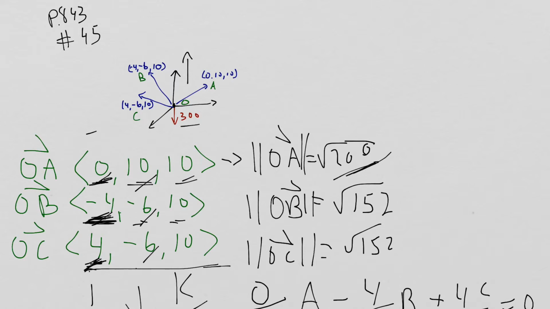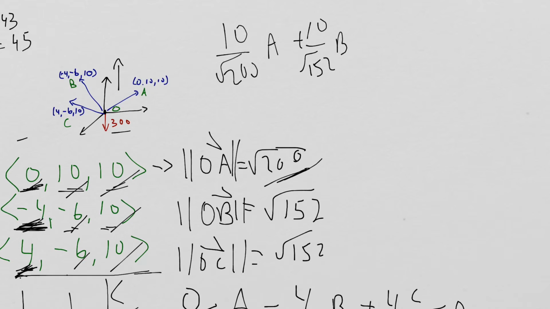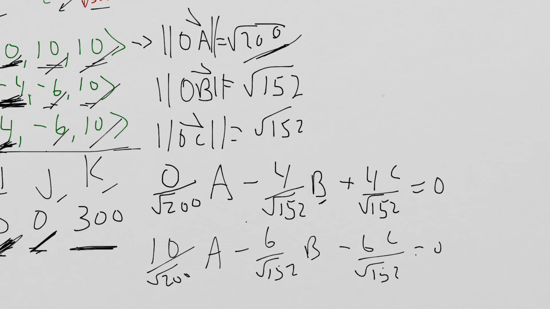Last equation is going to be 10, 10, and 10. So 10 over the square root of 200 times A plus 10 over the square root of 152 times B plus 10 over the square root of 152 times C. And now this one equals 300. So you have 3 equations.